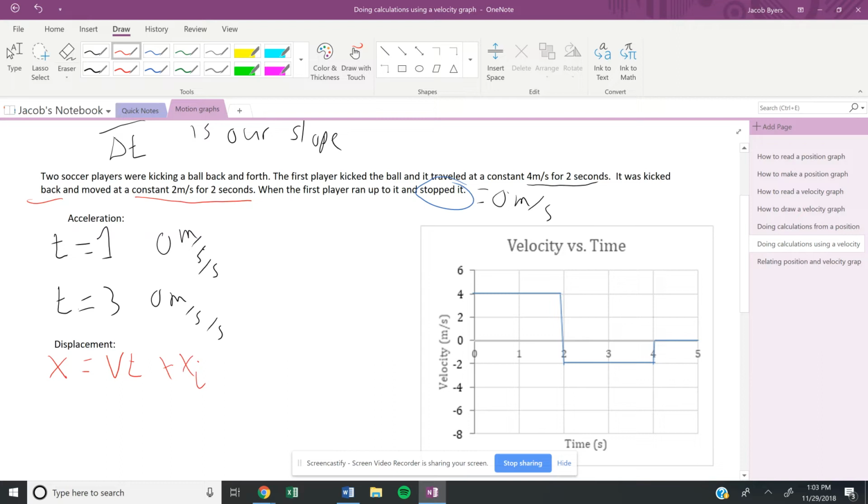But the interesting thing is, if we look at our graph here and we want to use our 4 meters per second for 2 seconds at the beginning, we're going to do x equals 4 meters per second times 2 seconds plus 0 meters, because that's our initial position. Note, it's not 4 meters, because this is meters per second. Whenever you're doing a graph, think about what graph you're doing. You start moving at 4 meters per second. We get to make up our own initial position, so we're going to call it 0. 4 meters per second by 2 seconds.